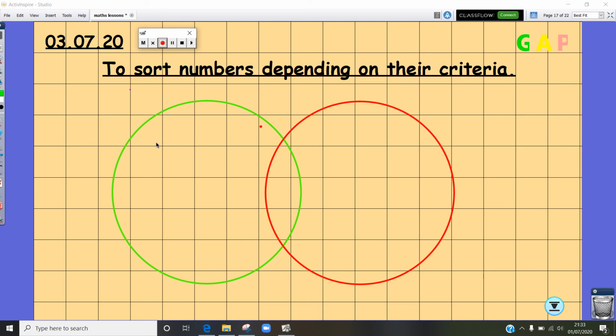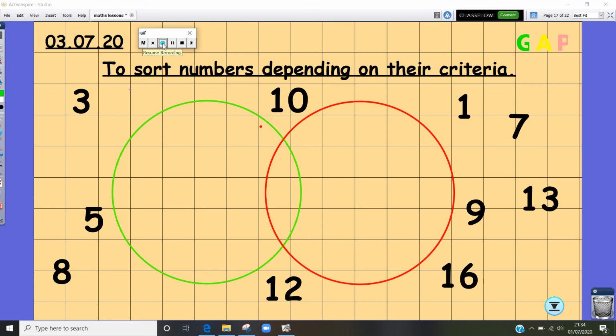So we're just going to begin our lesson by looking at sorting some numbers depending on their criteria. We're going to have a look at a range of numbers and we're going to sort them into this Venn diagram. As you can see around my Venn diagram here, I have popped quite a few different numbers. We're going to see if we can sort these numbers depending on their criteria.